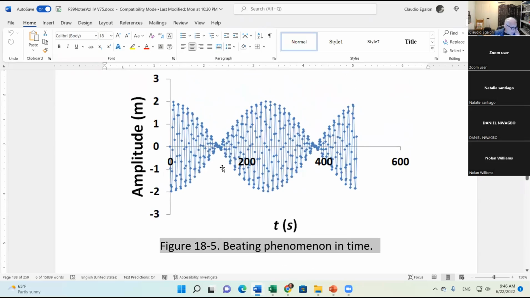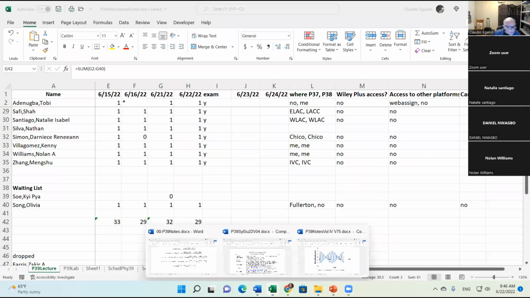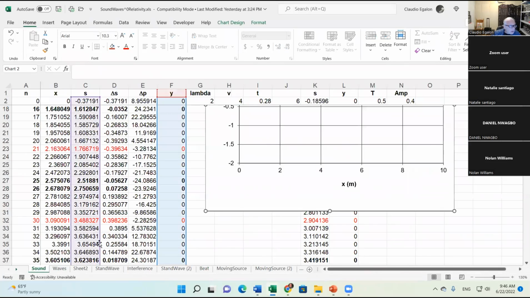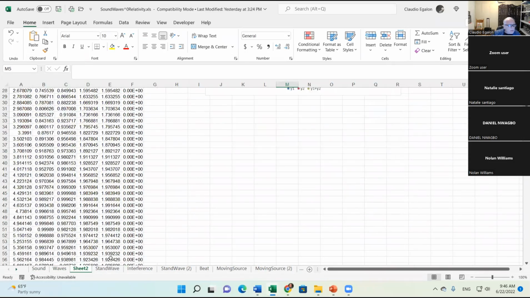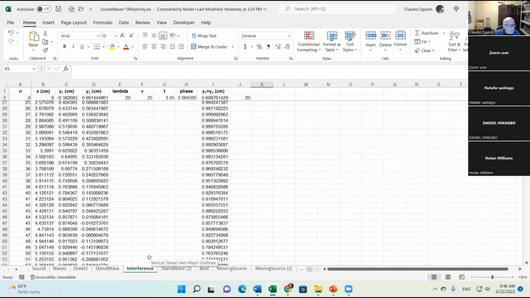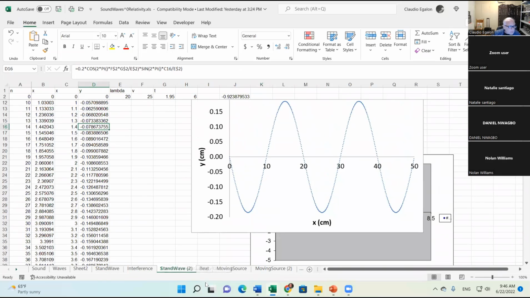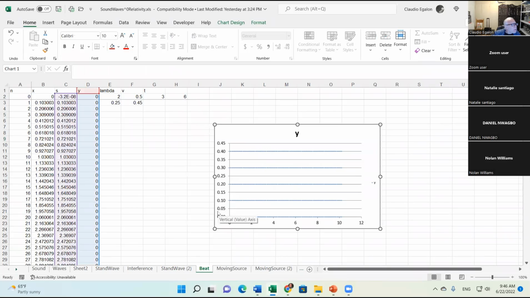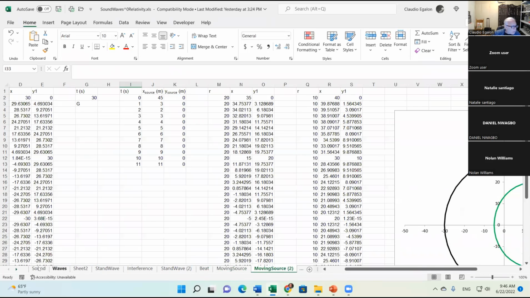But you can go into Excel and come up with this graph. Let me see if I can find it. I thought I had this graph in Excel. Let me see here. Sound. No, we have just waves. Unfortunately, I don't have the beating. At least I'm not finding it. Interference. Okay, the beating that I have is in 2 dimensions. Yeah, see that? I didn't plot against time. That's not what I want.